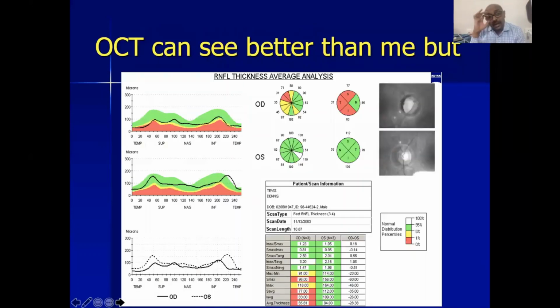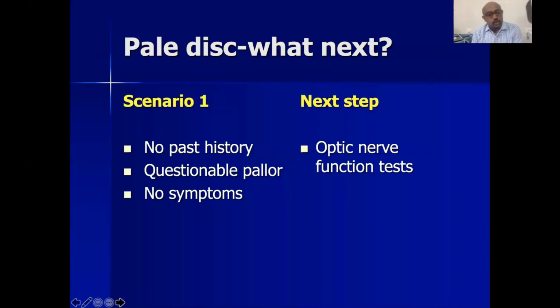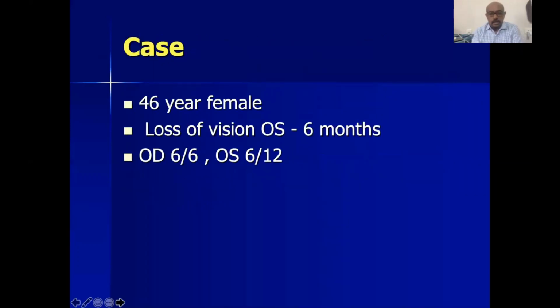If you're still in doubt, OCT can help you. A patient with a suspected pale disc, and if you find that the OCT is showing RNFL thinning, you're looking at a pathological pallor. So to conclude the first scenario: pale disc, no past history, questionable pallor, perform optic nerve function test. Let's move on to case number two.